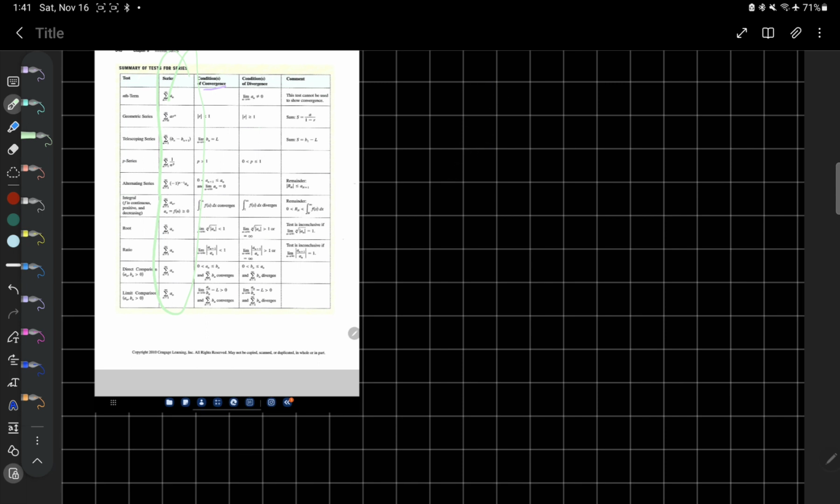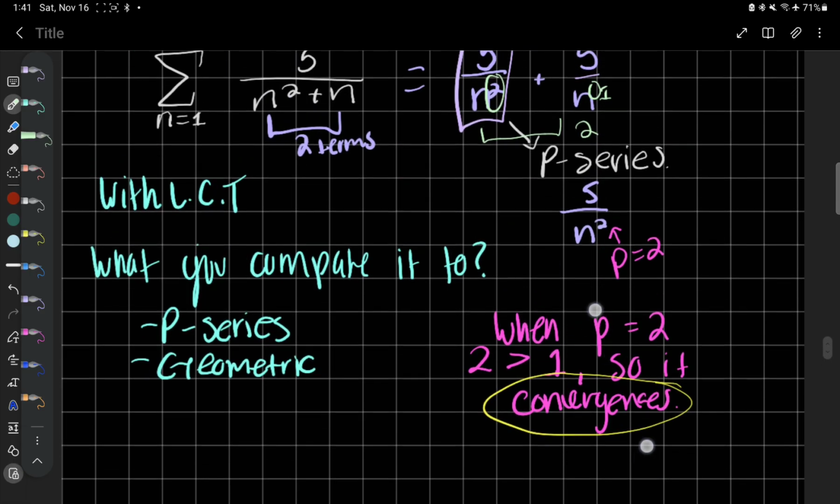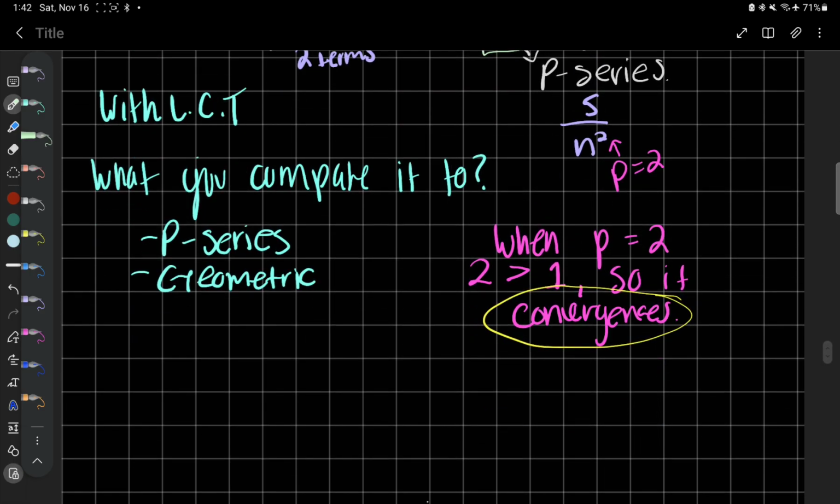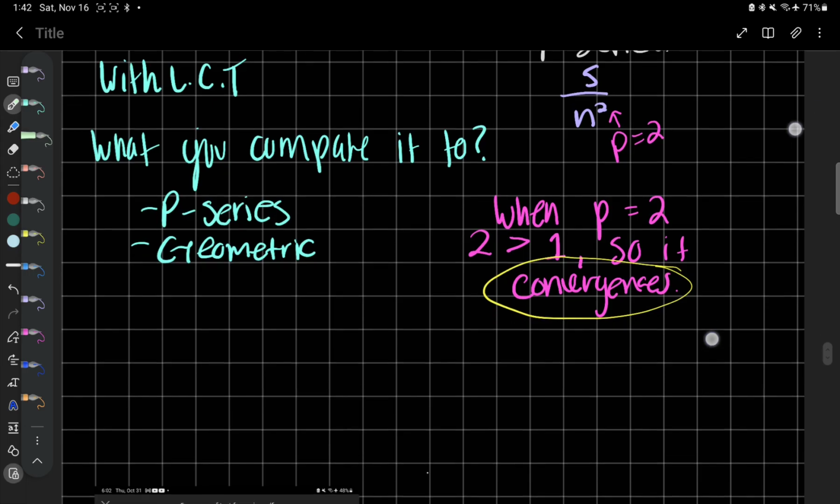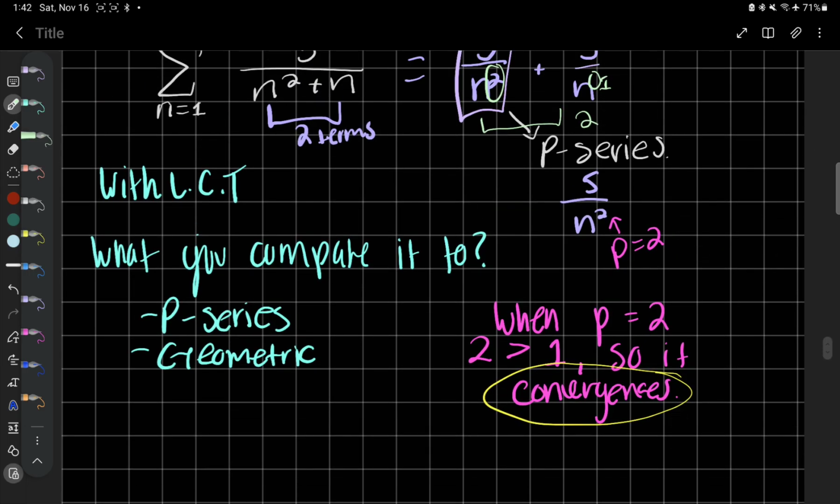So I'm looking, and then I see the P-series. That's why I said you're most likely going to compare it to the P-series or the geometric. In this case, I know you're going to compare it to a P-series, but there's also the geometric one. But also look up on that as well, just to make sure. With the P-series, if P is greater than 1, then it converges. So when P equals 2, 2 is greater than 1, so it converges. That's what I put.